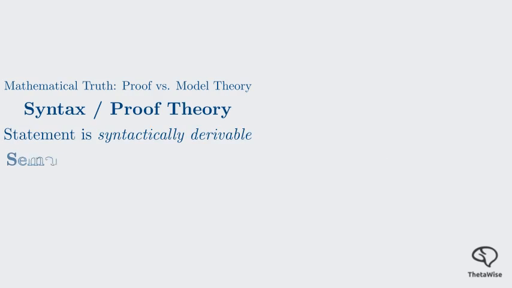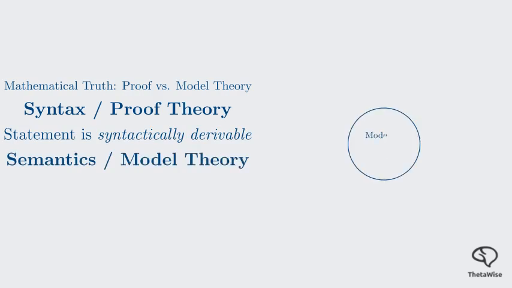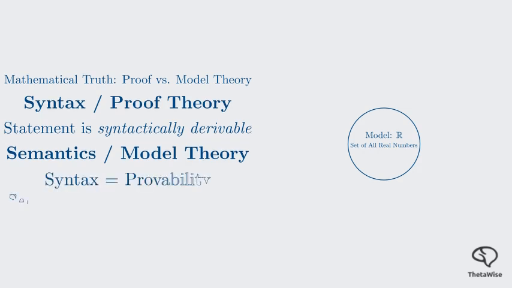Model theory, on the other hand, is about semantics or meaning. It asks, is this statement true in a specific mathematical structure? We call these structures models. Essentially, syntax equals provability, while semantics equals truth in a model.